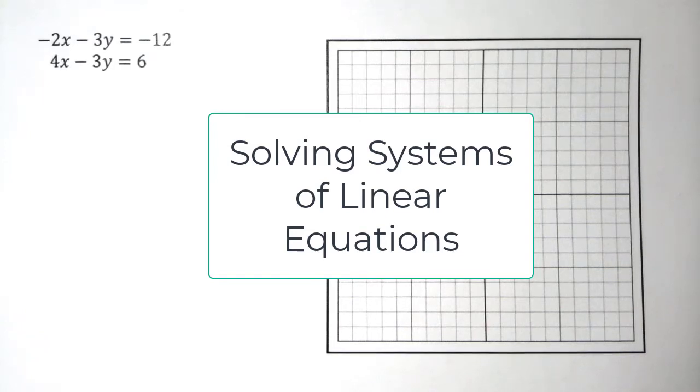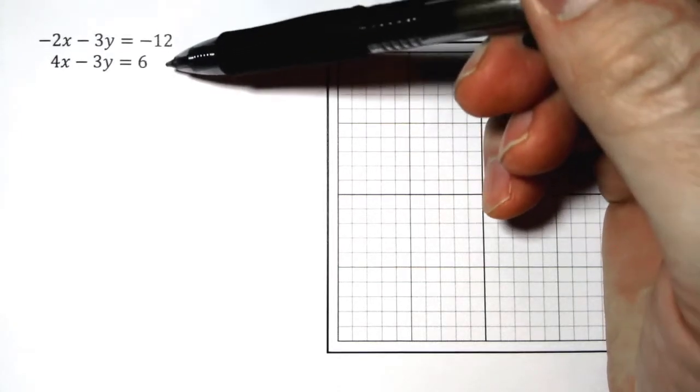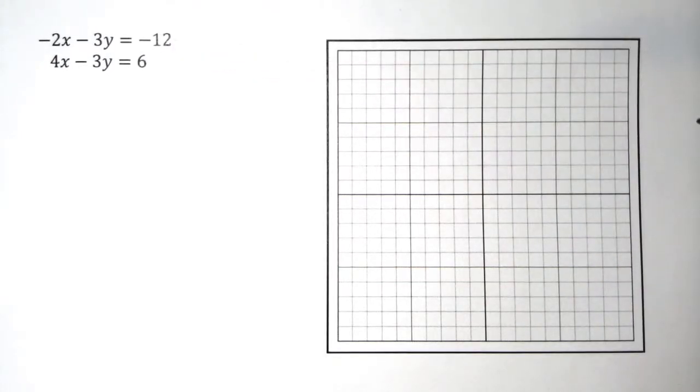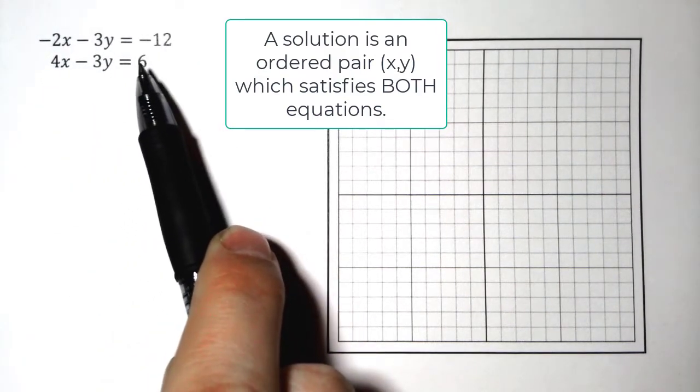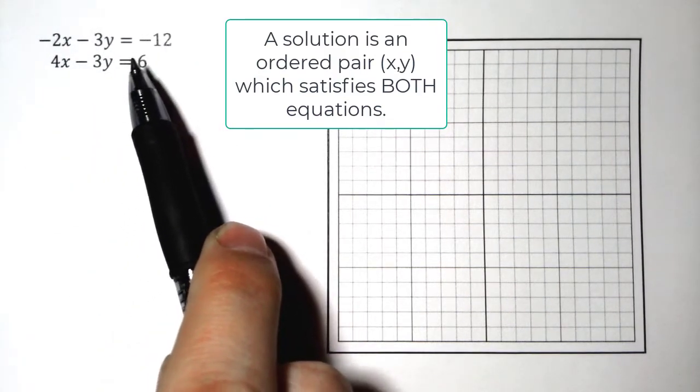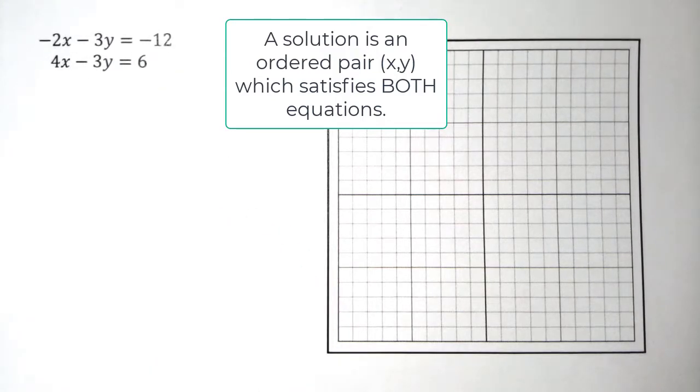In this video, we're going to talk about how to solve a system of linear equations. A system of equations is where we have more than one equation we want to consider at the same time. And what we're looking for is a solution, a pair of numbers, x comma y, that not only satisfies the first equation, but also satisfies the second. So we need our pair x, y to satisfy both of these equations to be considered a solution.